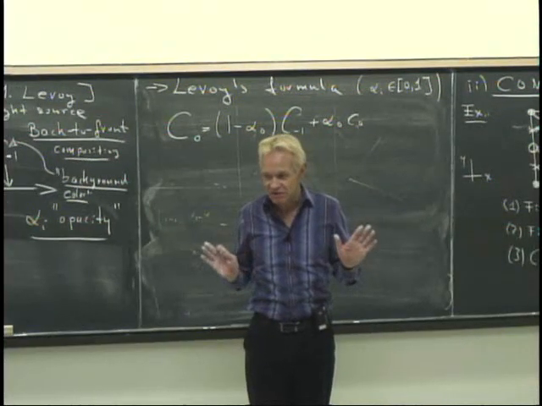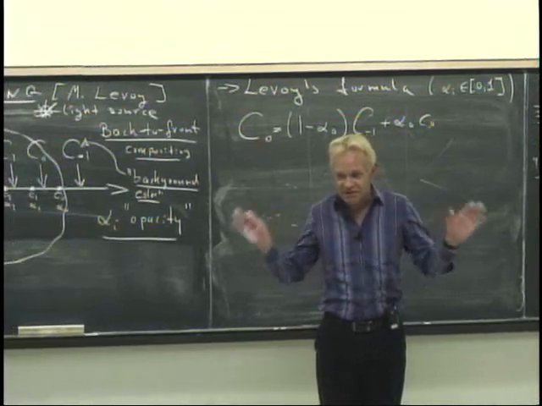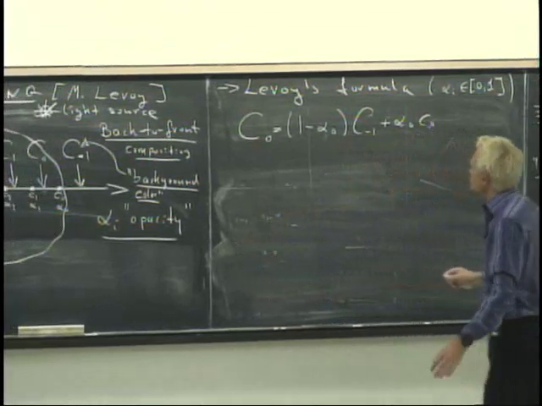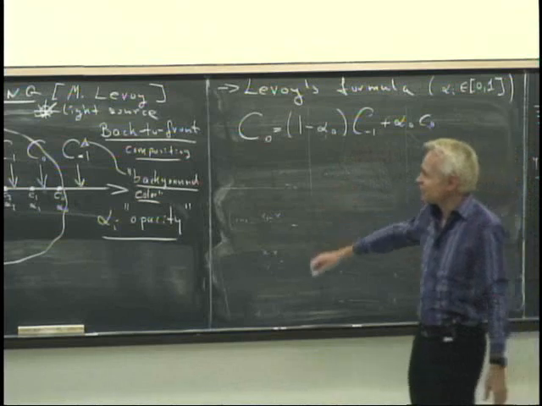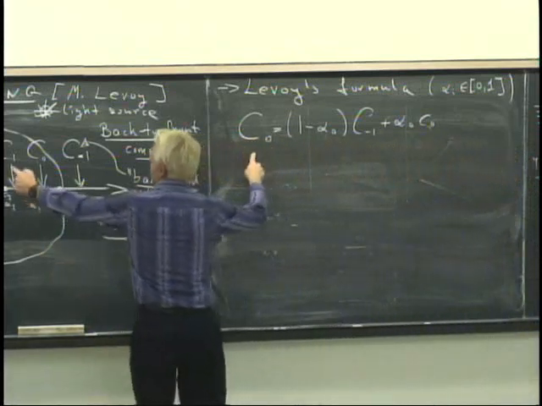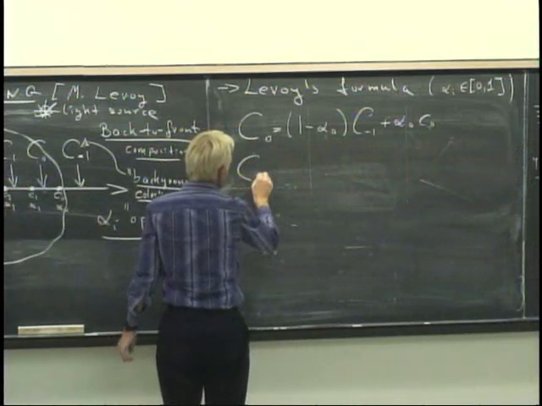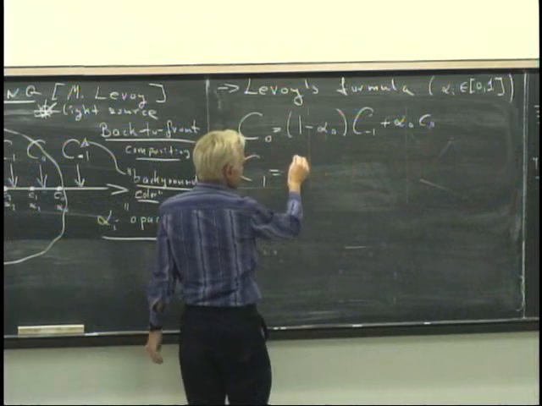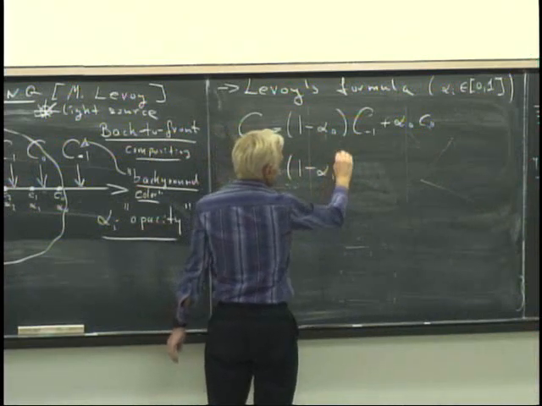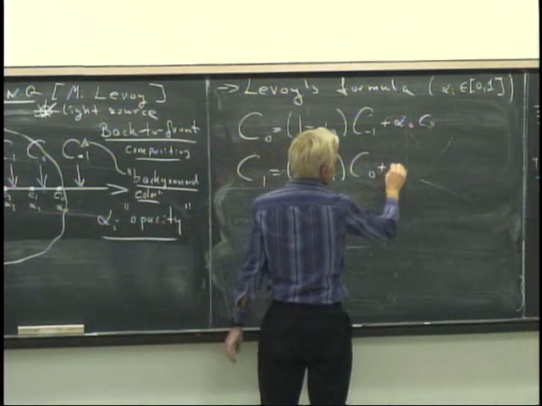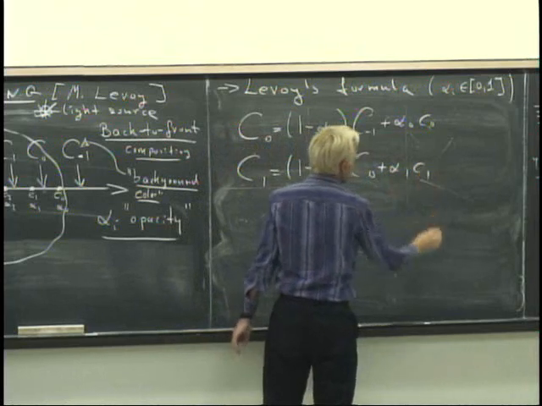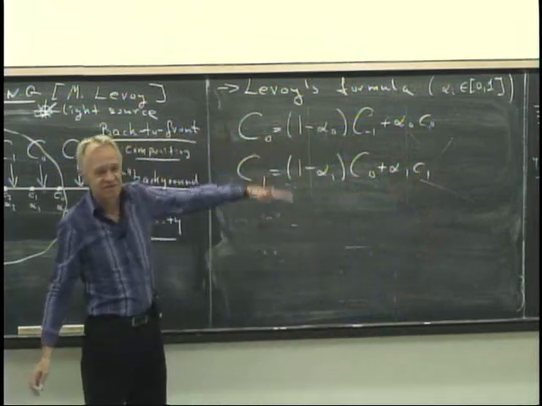That's a big magic, okay? And that's an entire research area in its own right. So this is this. Now I iterate the formula. I know how to do this. Now I know how to do C1. C1 is defined the same way. It is (1 minus alpha 1) times C0 plus alpha 1 times C1, right? The same formula, just the index has gone up by 1.